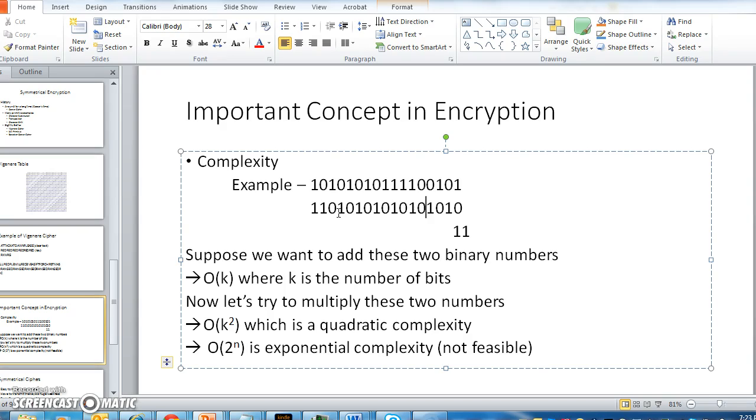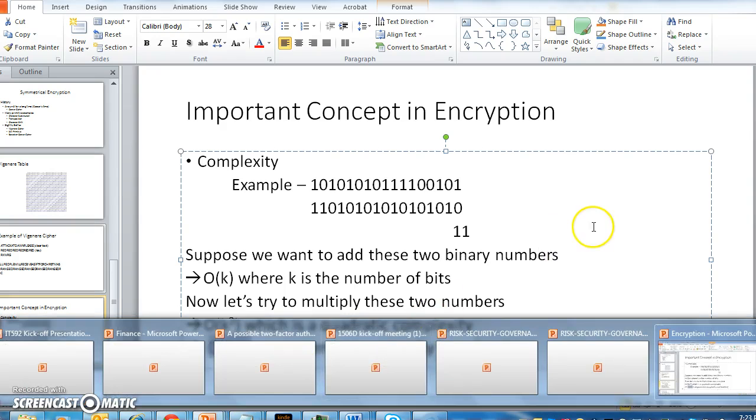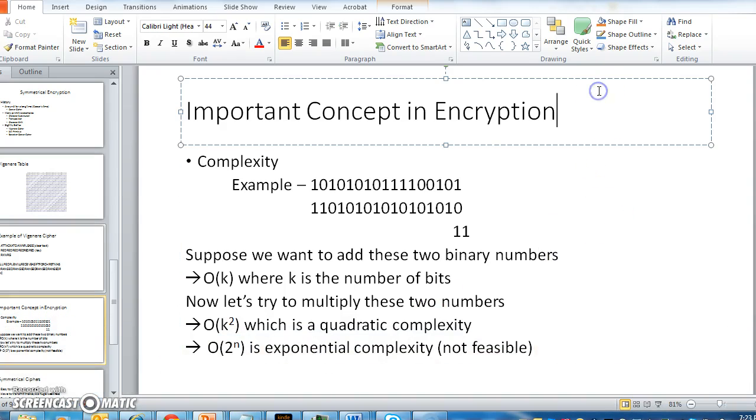And when we deal with complexity, we use the term big O, right? This is a linear complexity. This is a quadratic complexity. And this is an exponential complexity. We're going to need that a little bit later when we talk about brute force attack. So keep that in mind.